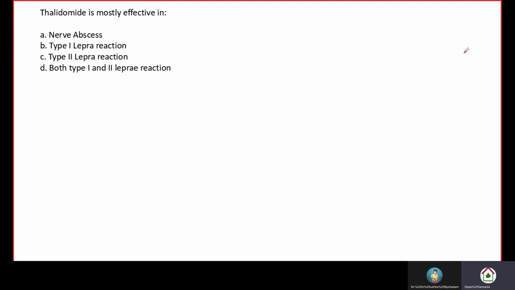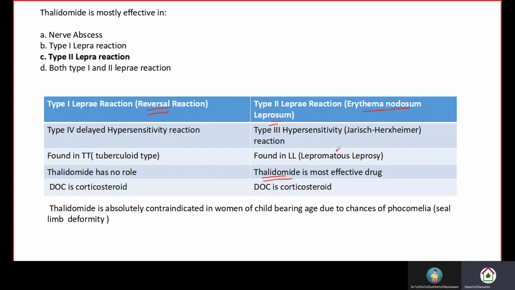So thalidomide is effective in nerve abscess, type 1 lepra reaction, type 2 lepra reaction, or both type 1 and type 2 lepra reaction. And the answer will be type 2 lepra reaction. So type 1 lepra reaction is a reversible reaction, and type 2 is ENL or erythema nodosum leprosum.